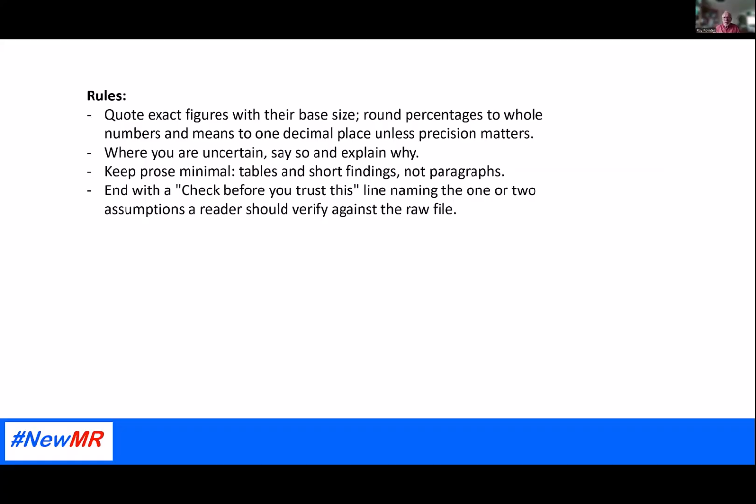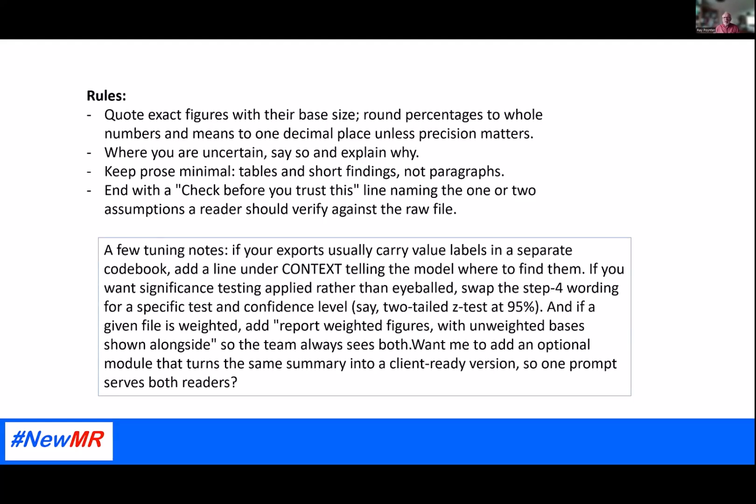And then it's come up with some rules as well, which are not strictly part of RACE, but are quite useful in this context. So quote exact figures with their base size, round percentages to whole numbers, and means to 1 decimal place, unless precision matters. Where you're uncertain, say so, and explain why. Keep the prose minimal, tables and findings, not paragraphs. End with a "check before you trust this" line, naming the 1 or 2 assumptions a reader should verify. And then it highlights some other things it could do before we get going.